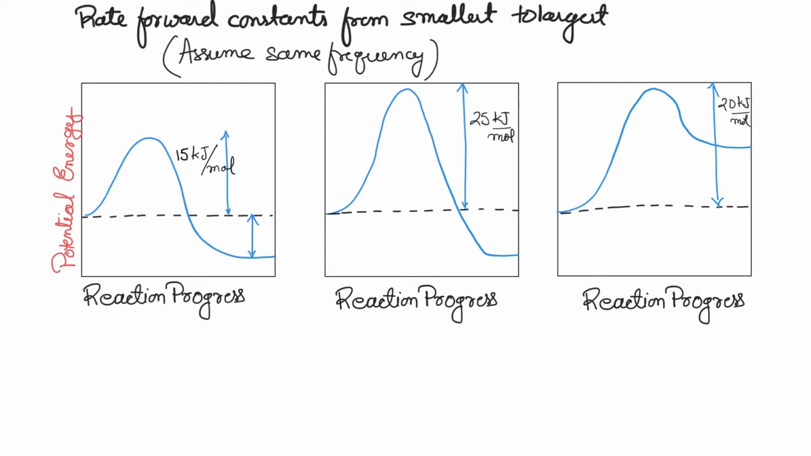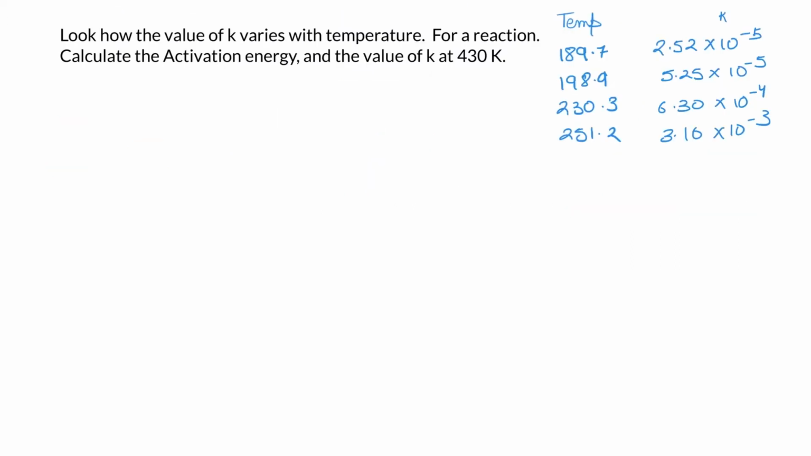Also, we should be able to look at a variety of data and make estimates. For example, here you have data from temperature and K, right? Now, we should be able to calculate the activation energy or estimate the value of K at some other temperature as well, right? The Arrhenius equation is going to help us do exactly this. Okay, so let's get right onto it.